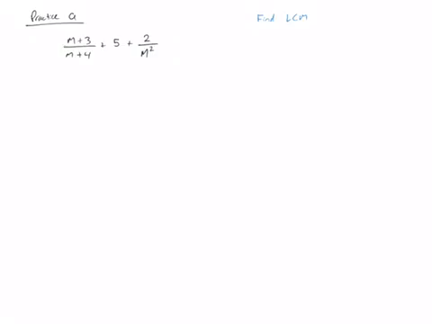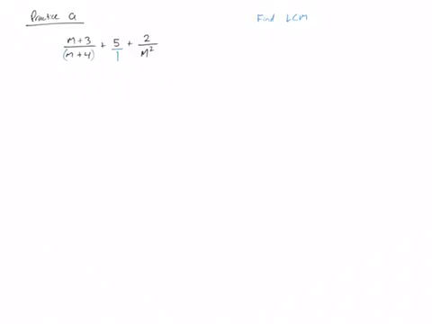Alright, so this is practice A. The first thing I want to do here is find the least common multiple of all these denominators. So I'm going to write this 5 as 5 over 1, because remember, 5 divided by 1 is still 5. So this first one has a denominator of m plus 4. My second one has a denominator of 1. And my third one has a denominator of m squared.